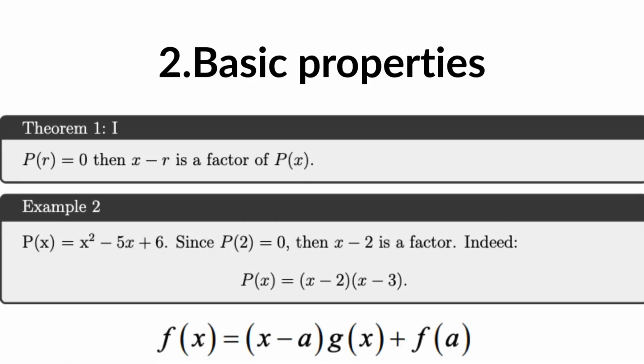One of the most important facts about polynomials is the factor theorem. If p of r equals 0, then x minus r is a factor of p of x. For example, take p of x equals x squared minus 5x plus 6. Since p of 2 equals 0, we know that x minus 2 is a factor. Indeed, p of x can be written as (x minus 2) times (x minus 3). In general, any polynomial f of x can be divided by x minus a, giving a quotient g of x, and a remainder f of a.